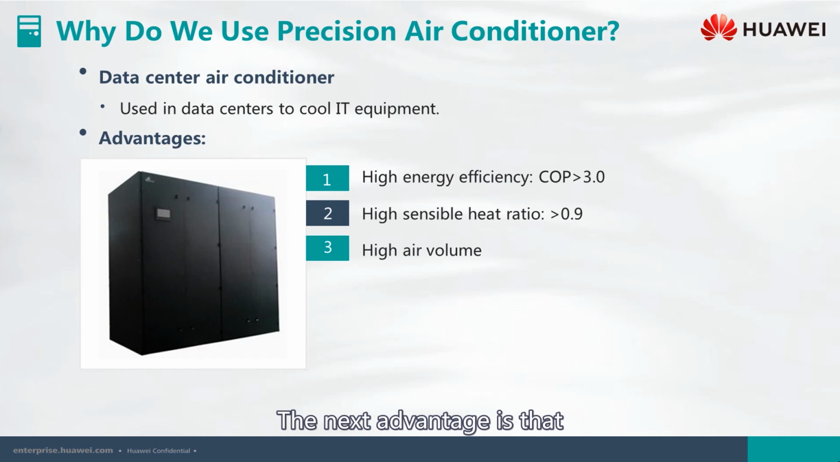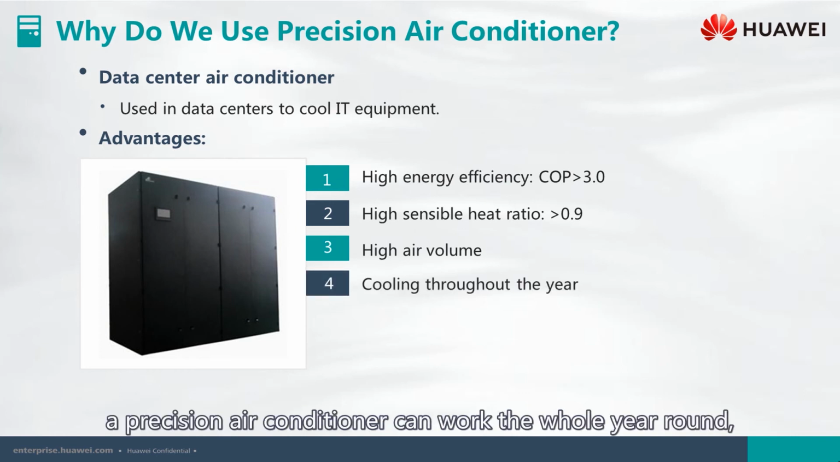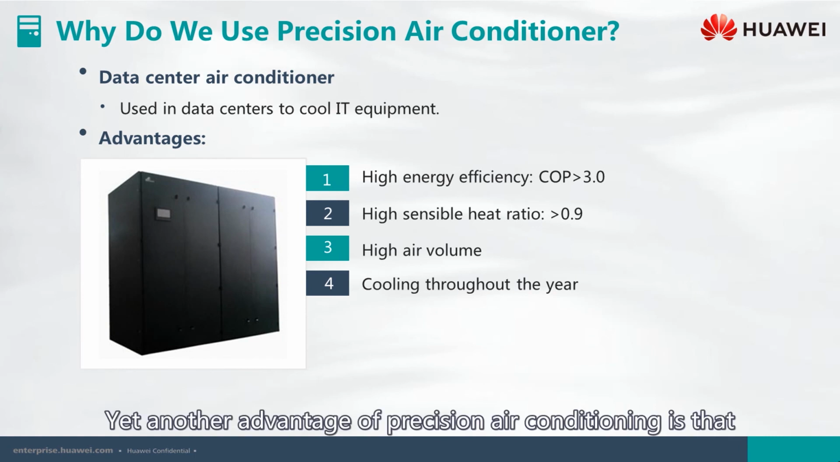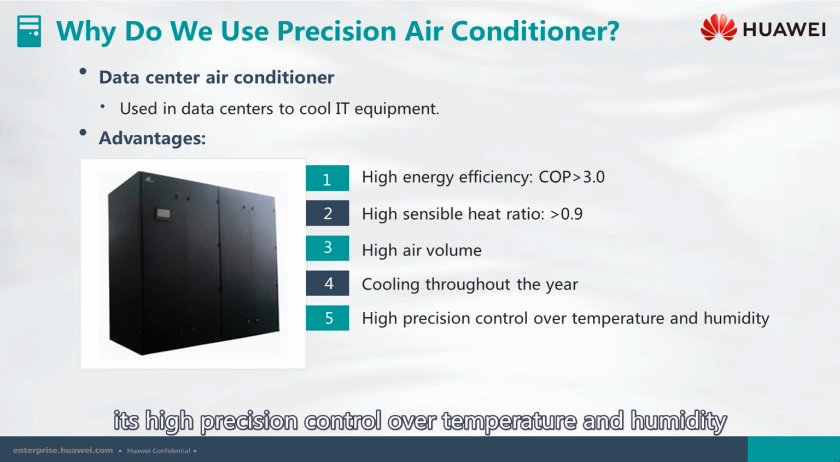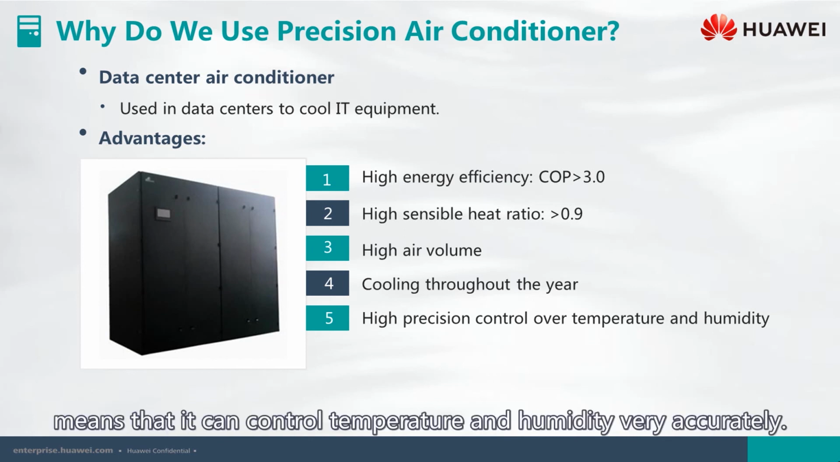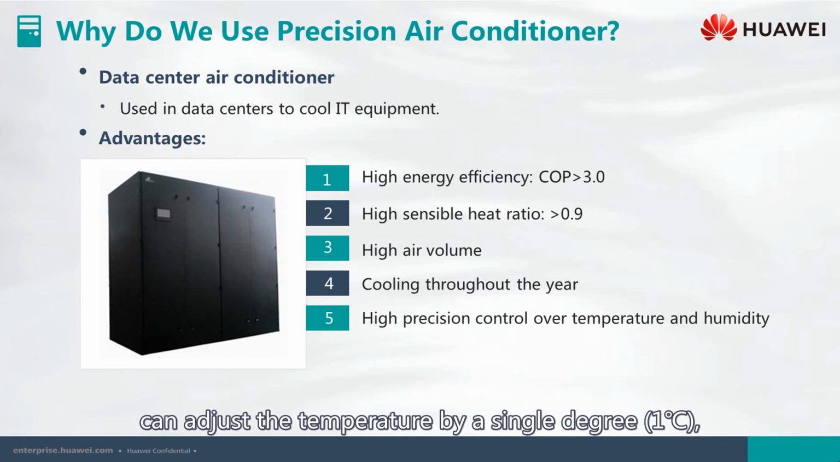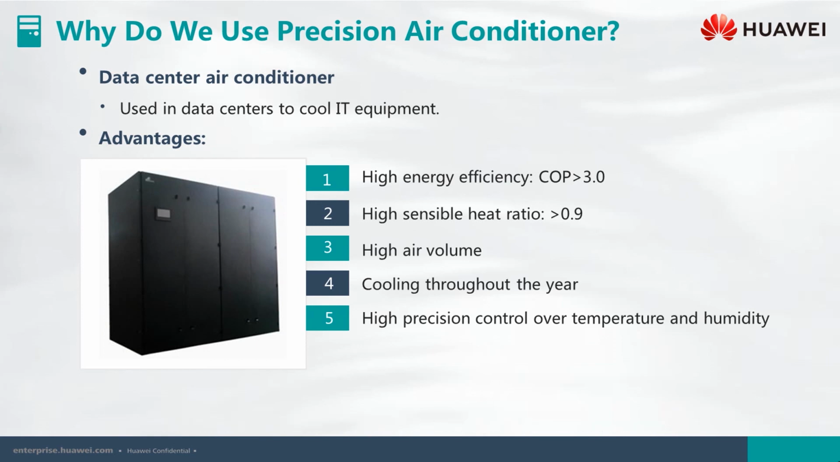The next advantage is that a precision air conditioner can work the whole year round, whereas a comfort air conditioner cannot lower the temperature in the winter. Yet another advantage of precision air conditioning is its high precision control over temperature and humidity, which means that it can control temperature and humidity very accurately. The precision air conditioner can adjust the temperature by a single degree, 1 degree Celsius. But the comfort air conditioner has a temperature variation range of 5 degrees Celsius, which is much less accurate.